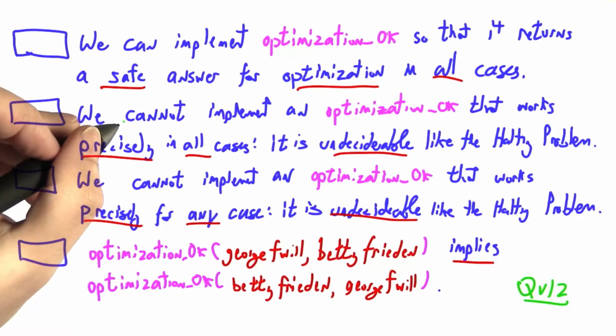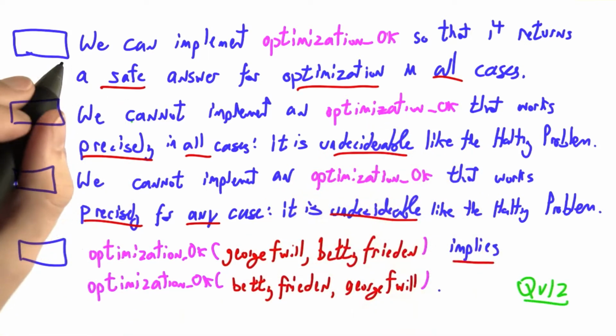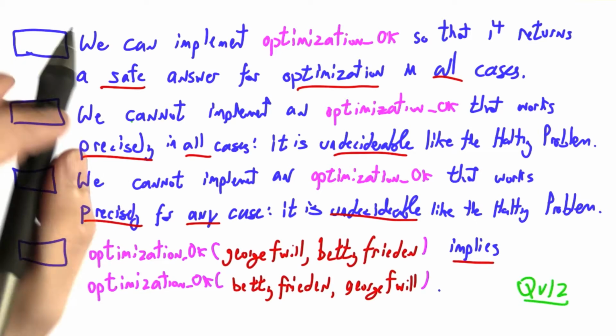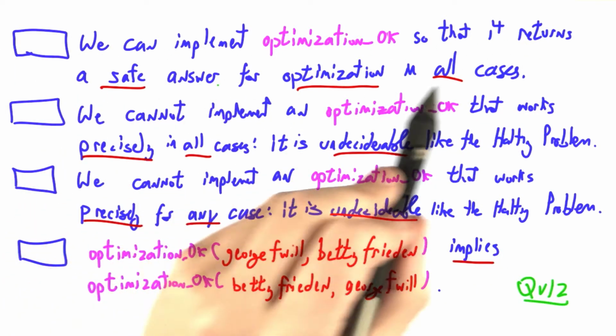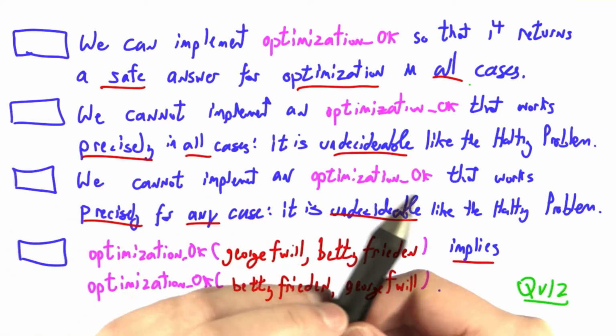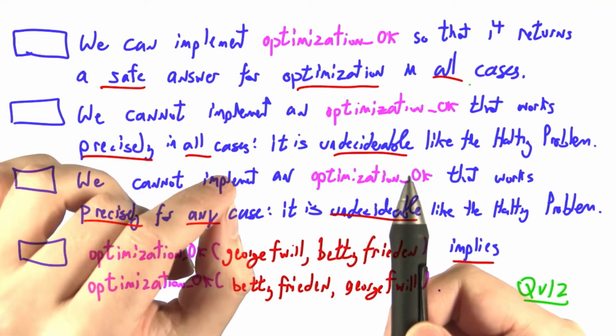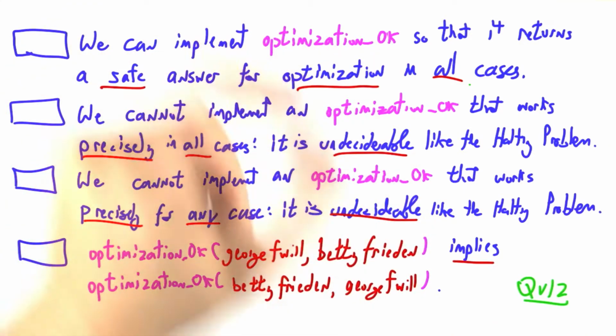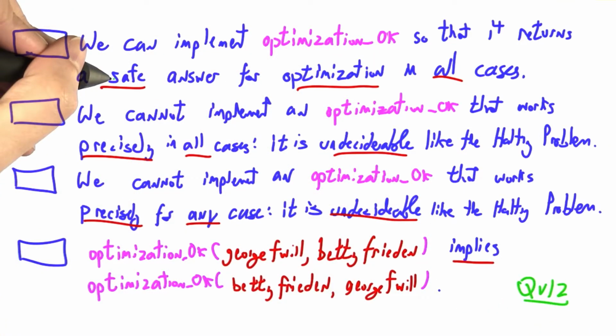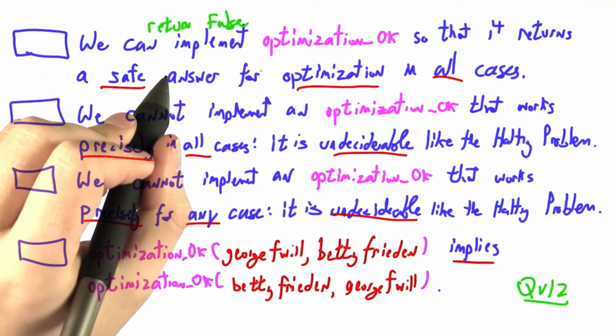This was potentially a difficult quiz. It requires you to think a bit outside the box of what I normally ask. We can implement optimization OK so that it returns a safe answer for optimization in all cases. Well, remember, how are we using optimization OK? We consider a bunch of optimizations, and if this says true, then we swap out parts of the program. So a safe answer is just to return false all the time.